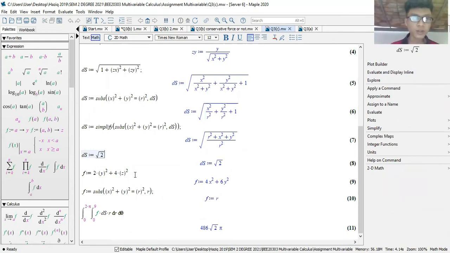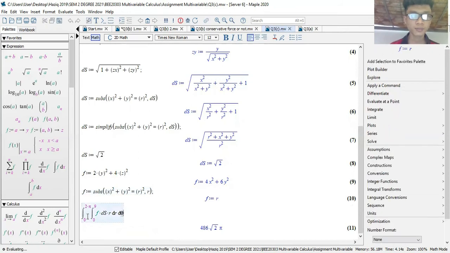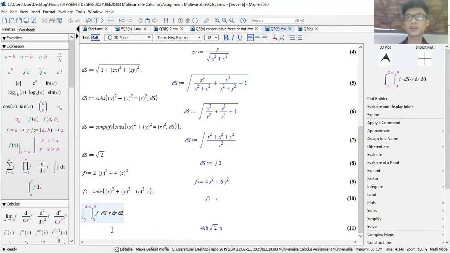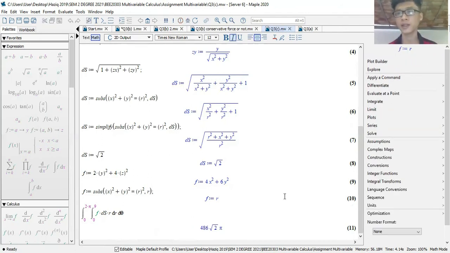From the question, you are given 2y squared plus 4z squared. Then you substitute it into the radius. Why do we do this? Because we want to use polar coordinates. So this is the polar coordinate, with theta from 0 to 2 pi, or 360 degrees, and r from 0 to 9. How do we get 9? It is from the height of 4. After you input it inside the polar coordinates, the answer is 4 times 6 to the 2 pi. So that is the surface integral of the group.